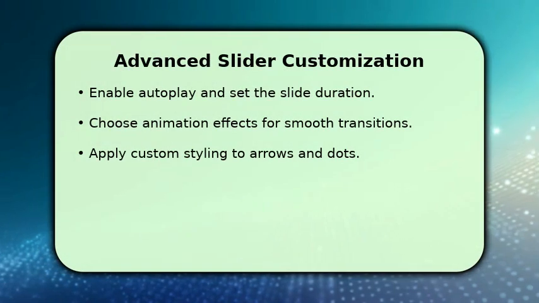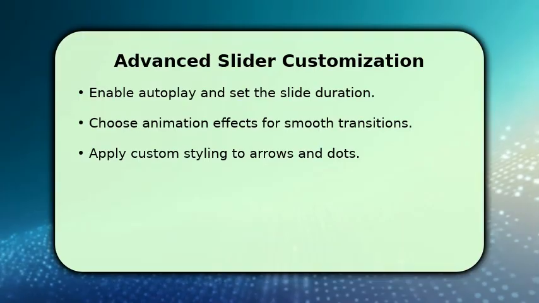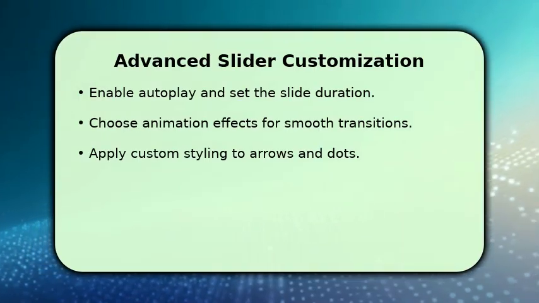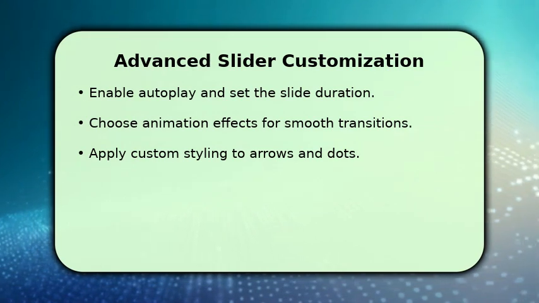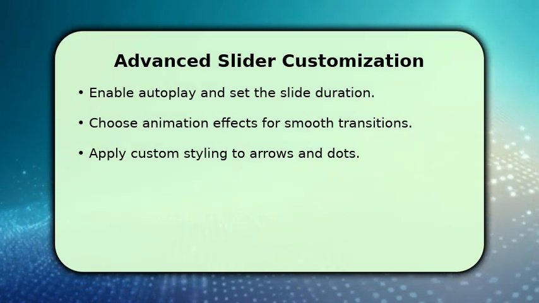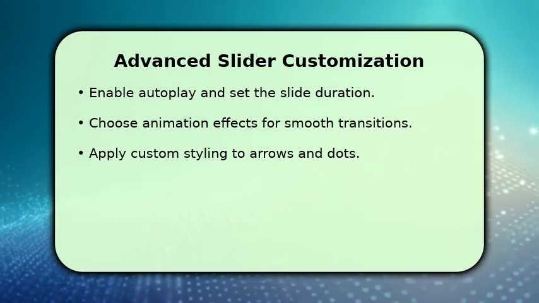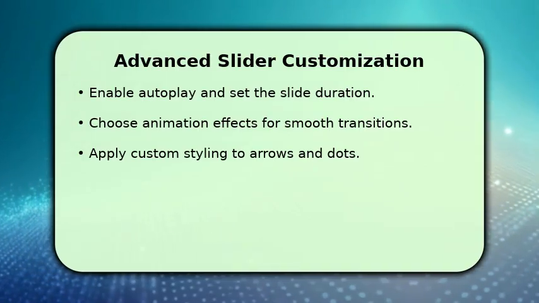To make your slider more dynamic, consider enabling autoplay. You can set the autoplay speed, perhaps to 3000 milliseconds, for a smooth, automatic rotation. Explore various animation effects, such as fade or slide, to add visual interest to your transitions.